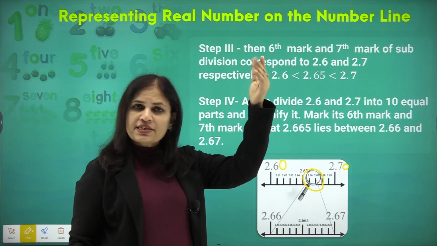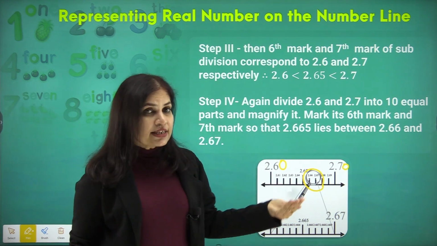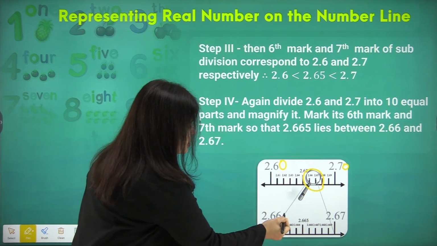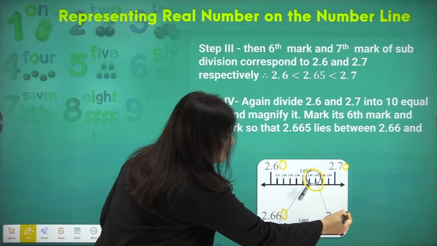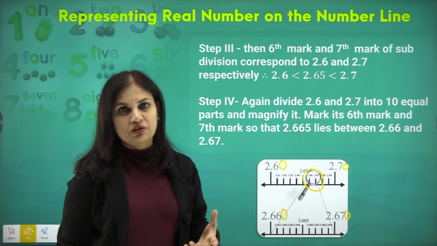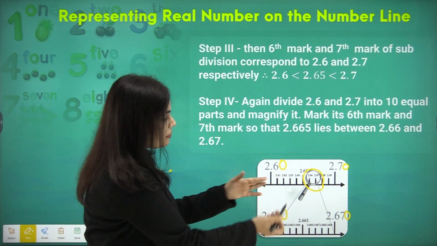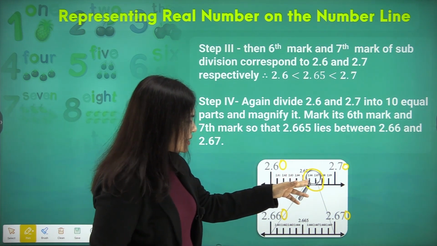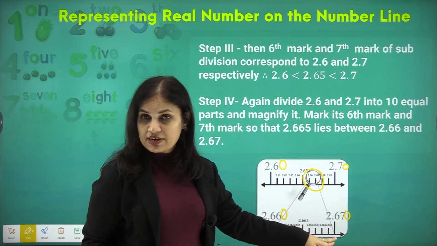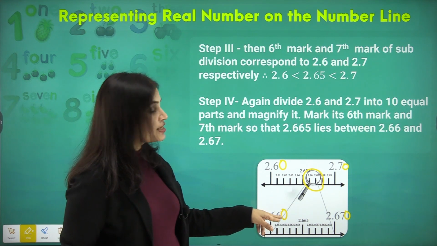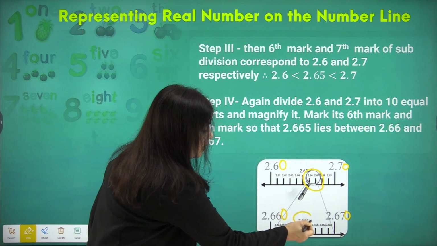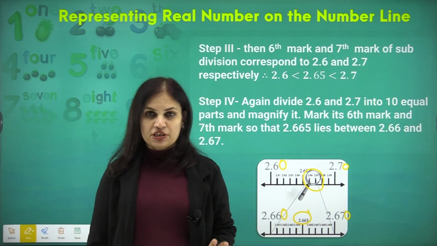So remember, in the first step, 1 digit after the decimal point. In the second step, 2 digits after the decimal point by inserting a 0. And in the third step, 1 more digit. Every time we keep on adding one 0 to increase the number of decimal places. So, 2.66 and 2.67, when magnified with 2.66 and 2.67 as the endpoints, I make it 2.660 and 2.670, and my 2.665 will lie exactly between these 2 points.